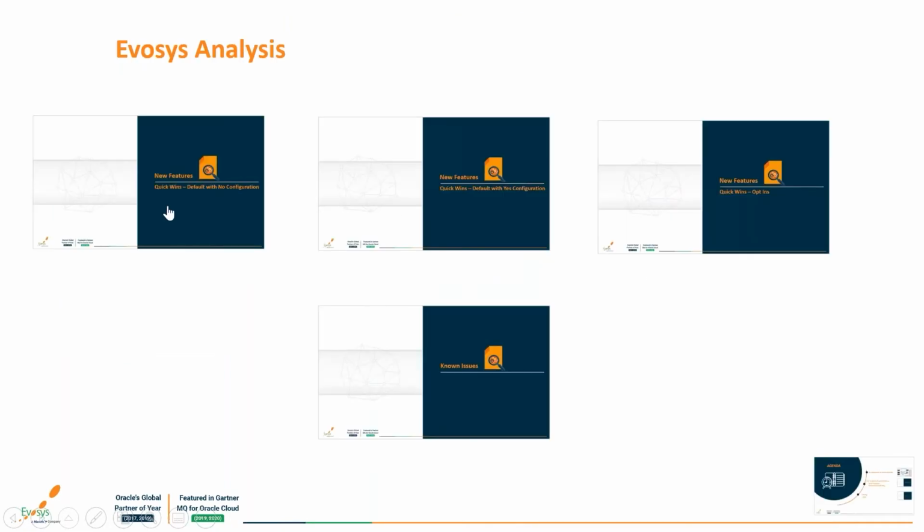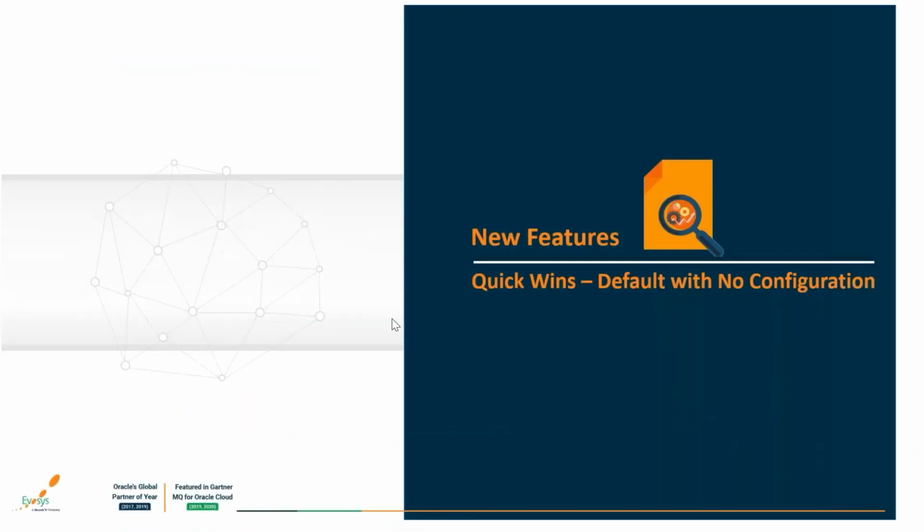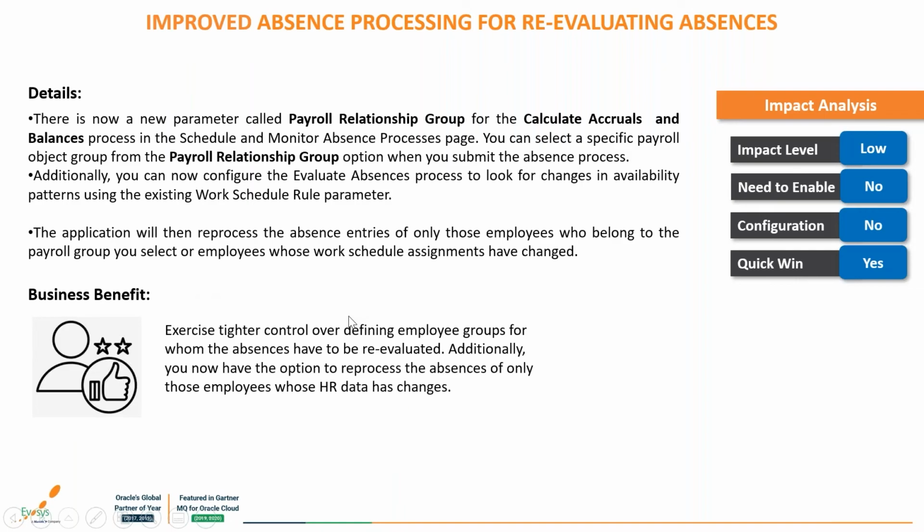So let's begin with quick wins that require no additional configuration. The first one we have here is improved absence processing for reevaluating absences. The flexibility provided by Oracle to decide who the absences shall run for was very minimal earlier. So Oracle is improving that by providing two new options.